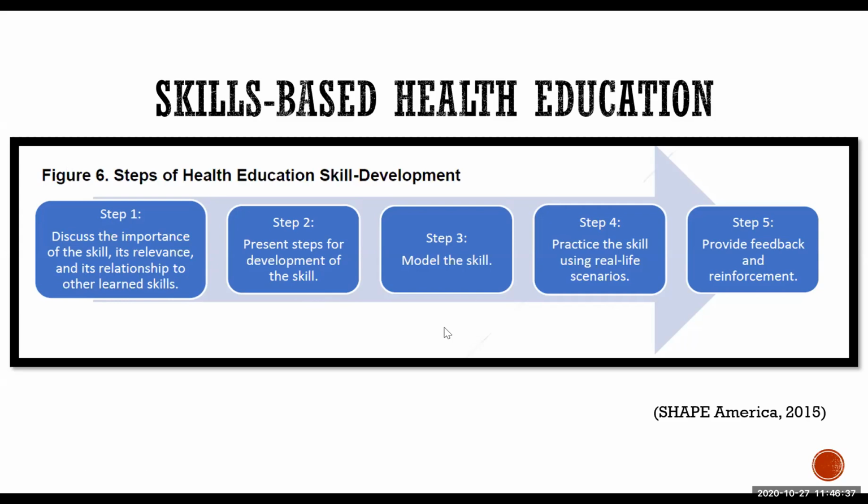In step 3, you're going to model that skill. So after teaching the steps, you're going to model it. You're going to demonstrate what that looks like. In step 4, you're going to practice that skill using real life situations or scenarios. So keep it relevant to the age level learner that you're teaching. If you're teaching 3rd grade, only talk about real life scenarios that a 3rd grader might actually be engaged in. So after modeling and demonstrating that skill, you're going to practice that skill. So give them situations and practice situations that they can practice using that skill.